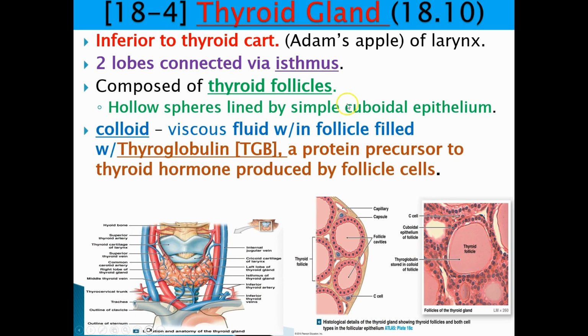In those spheres, you should note they get filled with a fluid, and that fluid is called a colloid. So you can see here are the follicle cavities, with thyroglobulin stored in the colloid of the follicle. So the colloid is the fluid, and it's filled with something called TGB, or thyroglobulin.